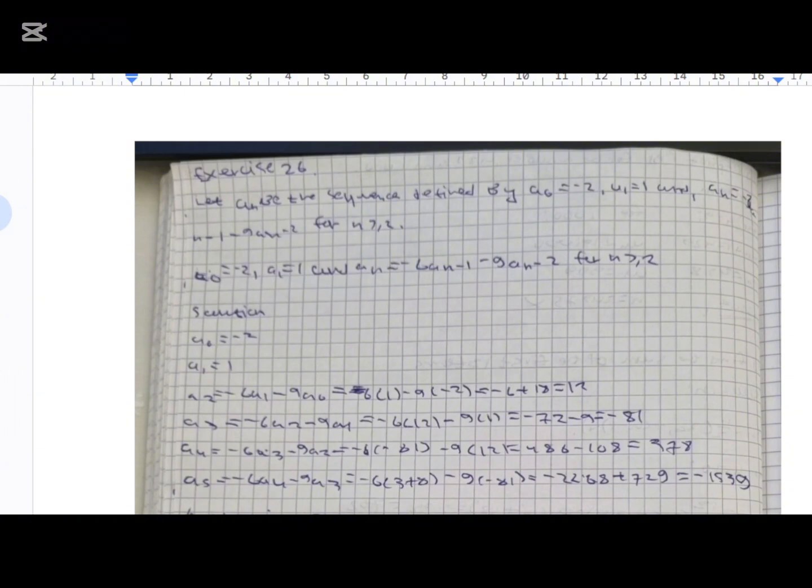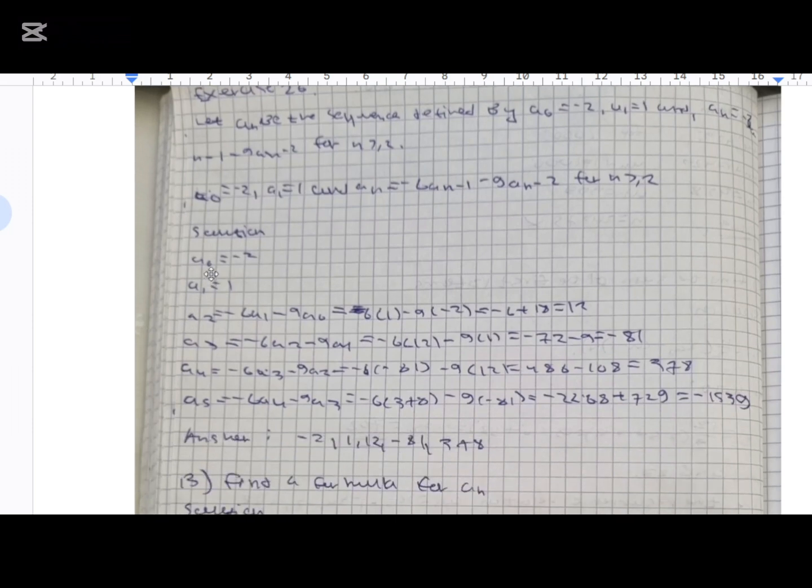Exercise 29. In this last exercise we have to let an be the sequence defined by a0 equals minus 2, a1 equals minus 2, and an equals minus 6 a(n minus 1) minus 9 a(n minus 2) for n greater than or equal to 2. Find the first 5 terms of the sequence.